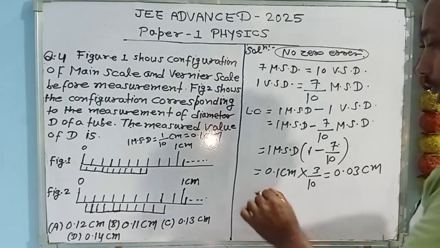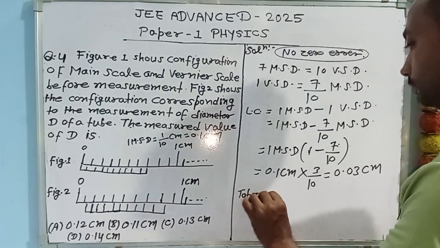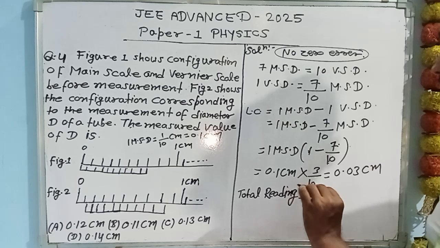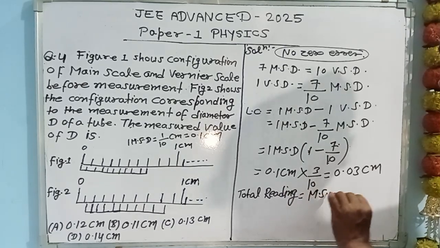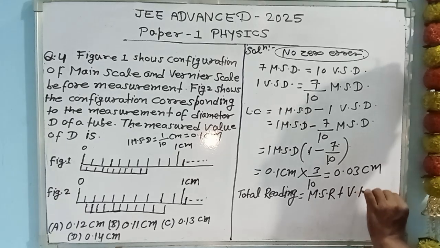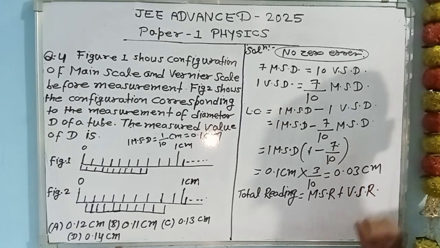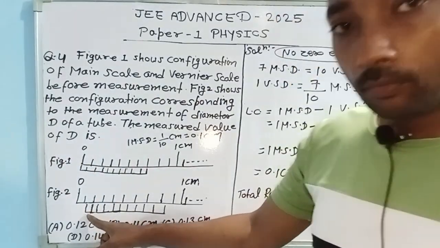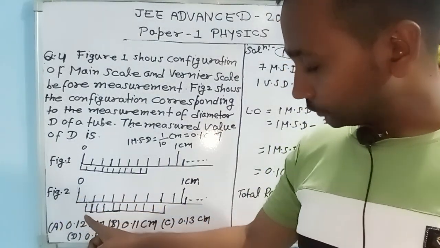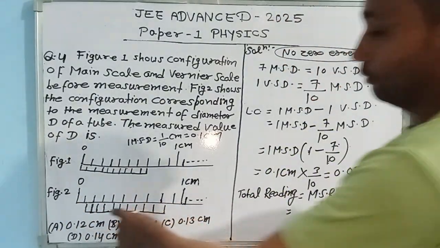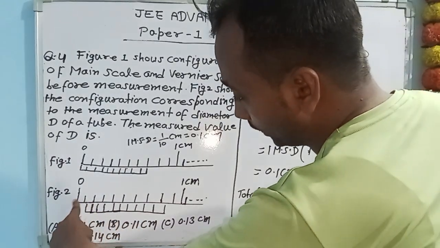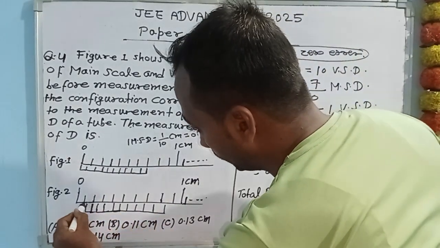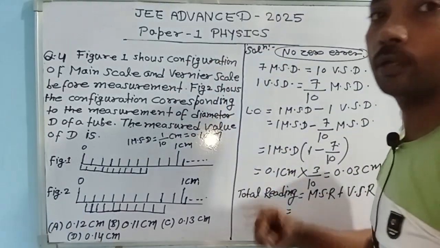Let us calculate the measured value of diameter D, that means the total reading. Total reading is equal to main scale reading plus vernier scale reading. The main scale reading we will calculate from figure number 2. The reading of the main scale just before the 0 of the vernier scale is the main scale reading. So from here we can clearly see that this reading is 0.1 centimeter.